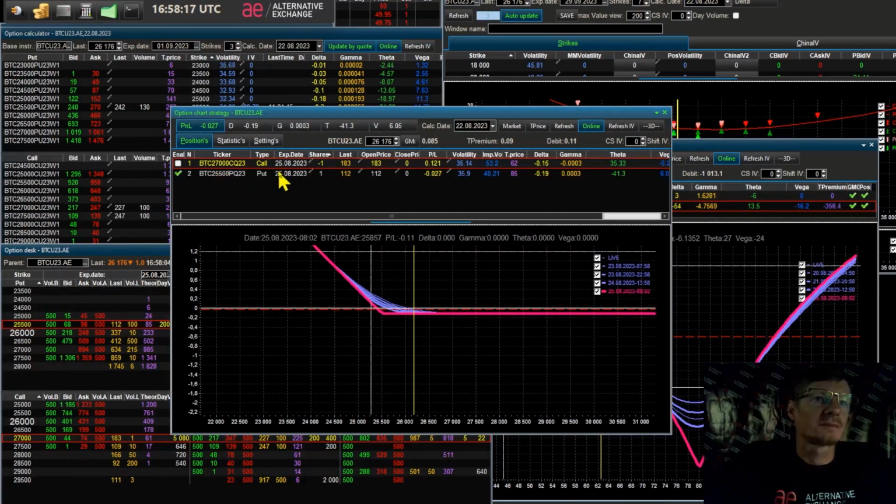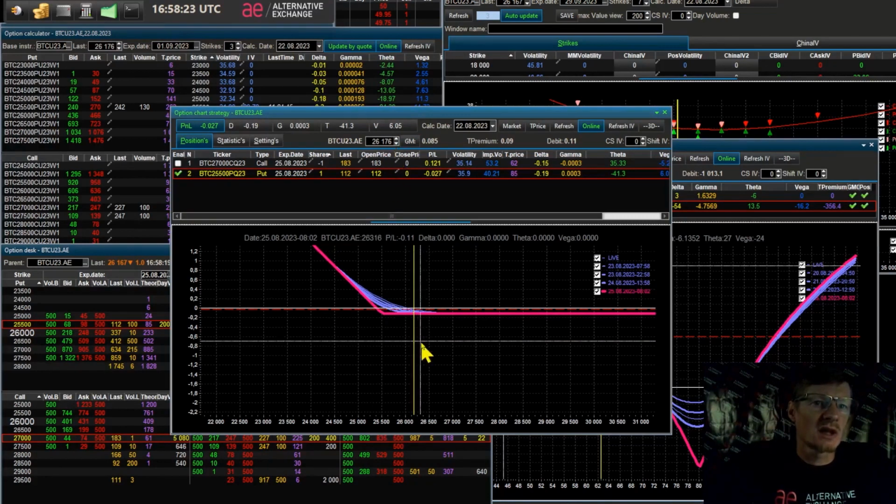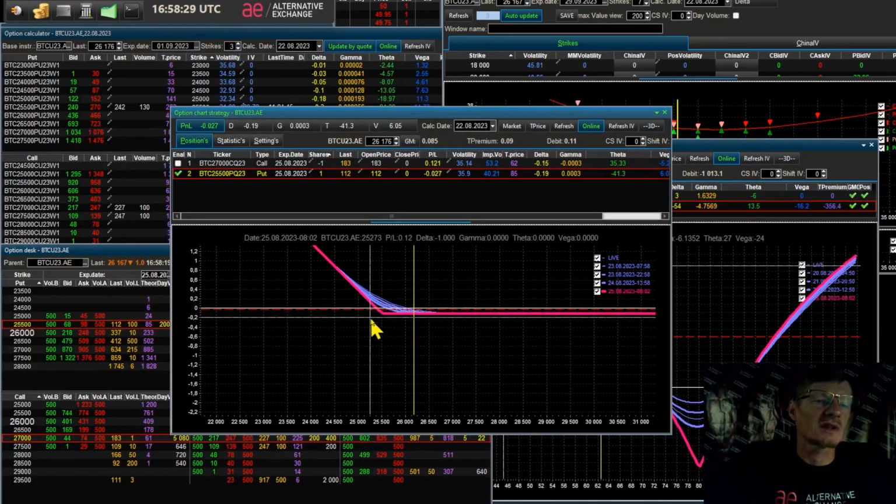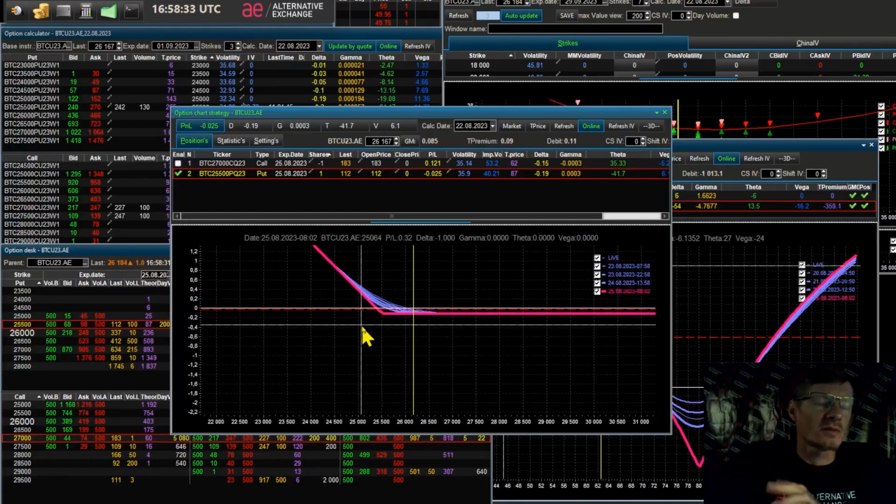Let's imagine we have a put option with strike 25,500. The current price is 26,176. If the price falls below 25,500, this bought put option will go into the money and the short futures will be delivered. The bought put option will have a long futures delivery.